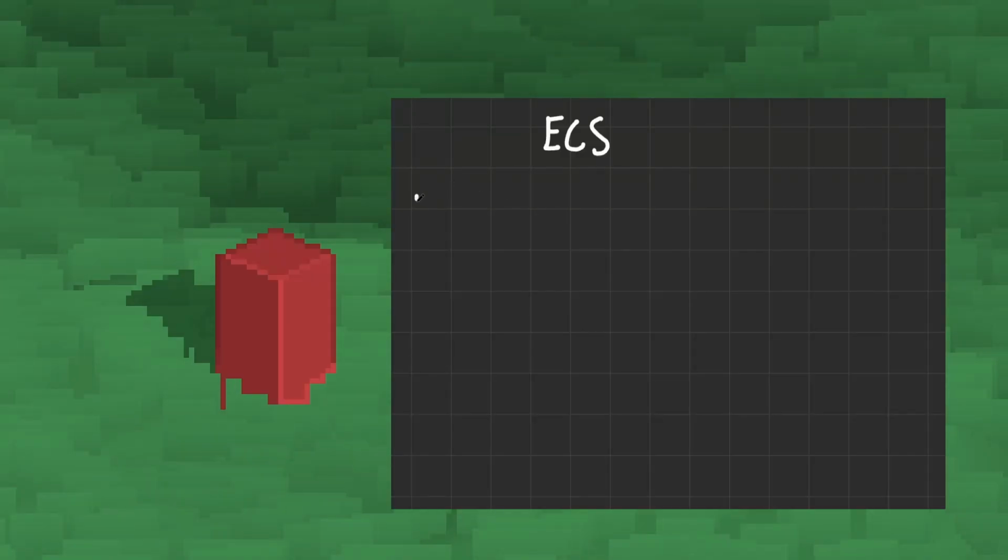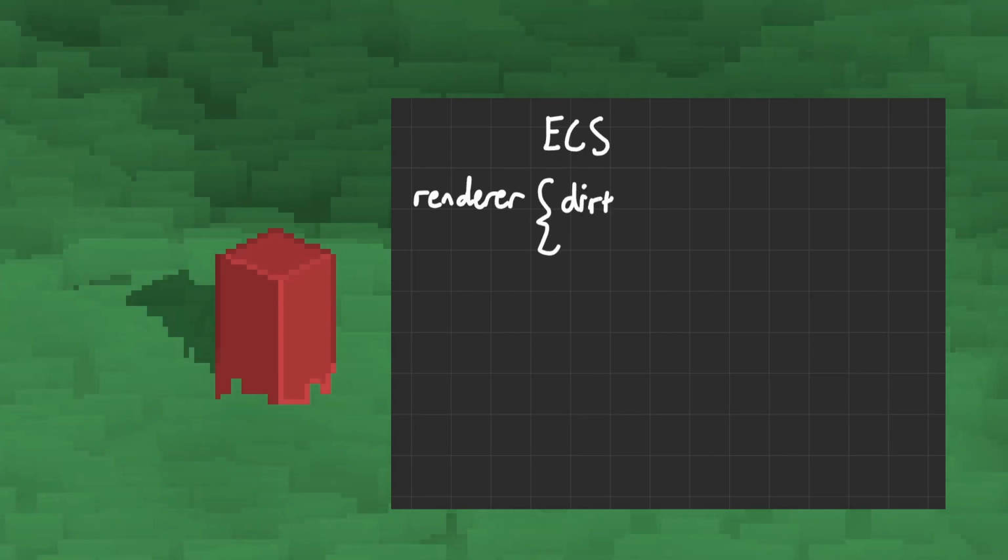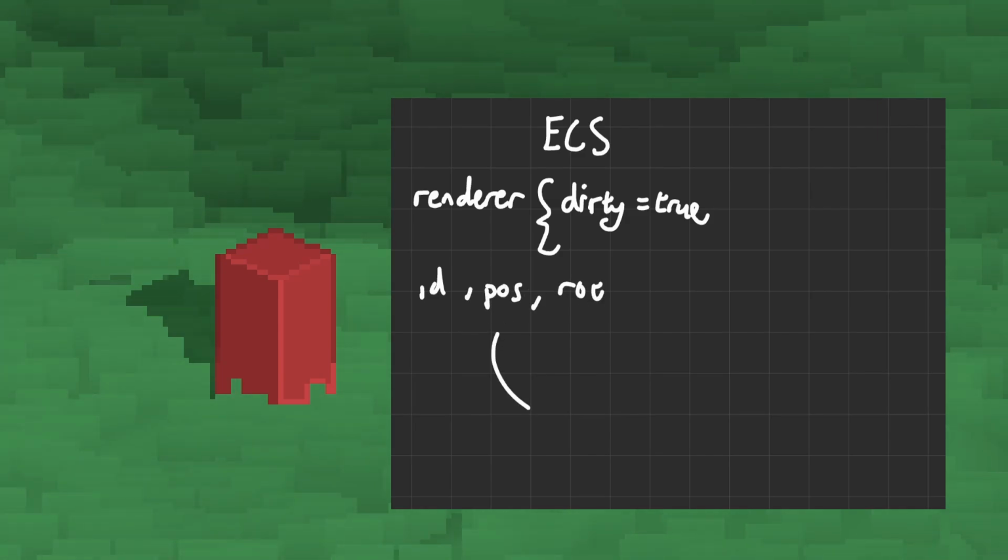How I'm doing this is on the ECS side, I created a renderer component, which has a dirty variable. This basically tells us if we made any changes that are different to what's on the screen. So every frame, I go through each entity that is dirty and take their ID, position, rotation, and model information, and then send that through to our renderer. It's really important that I have these quite separate from each other because now I'm using both TypeScript and Rust.